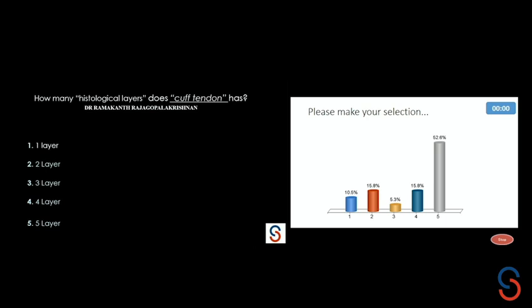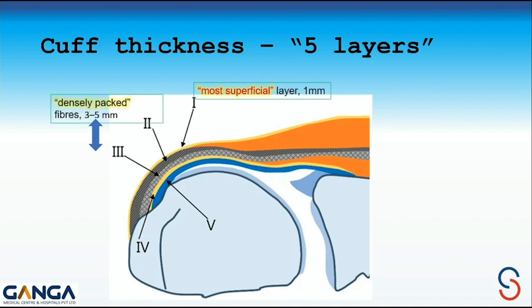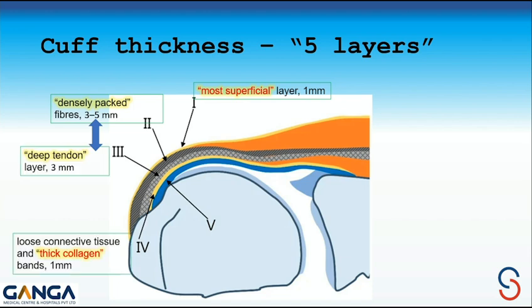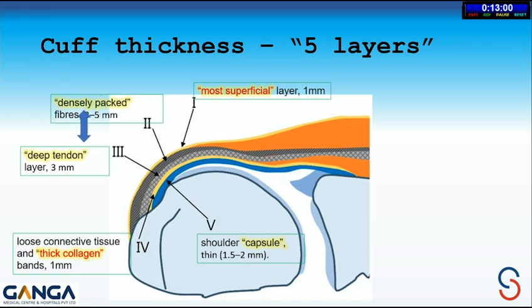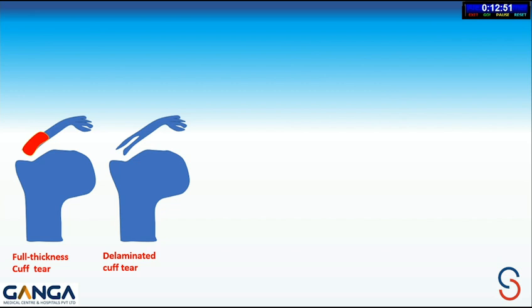There are five layers. The first is the most superficial layer, just 1 mm thickness. Then there are densely packed collagen fibers, and the deep tendon layer, about 3 mm thickness, or the loose connective tissue, or the thick collagen band of 1 mm, and then the shoulder capsule comes. Invariably the delamination happens at layer 2, 3 or 3 and 4. That is where the delamination happens.